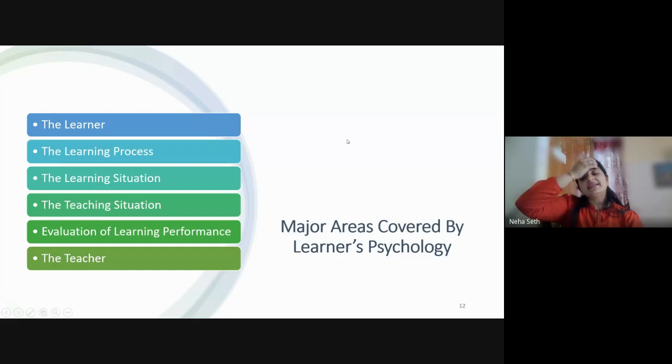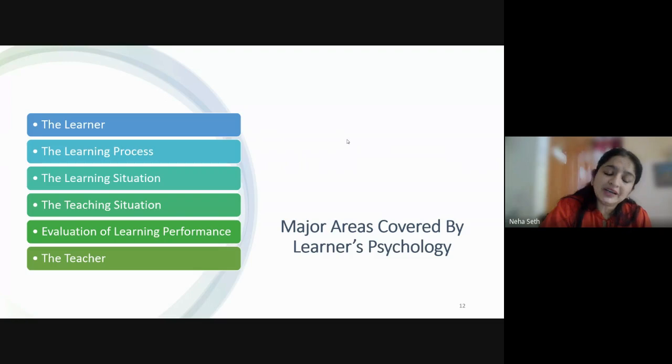There are certain major areas which are covered by learner psychology. So these are the 6 areas. Of course, the focus revolves around the learner, because we are talking about learner psychology, but the rest of the factors also carry good weight. Learner, of course, means the student. So the need of knowing the students and dealing with individual differences is very important.